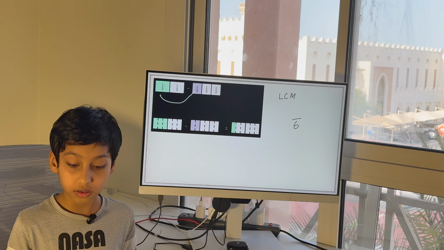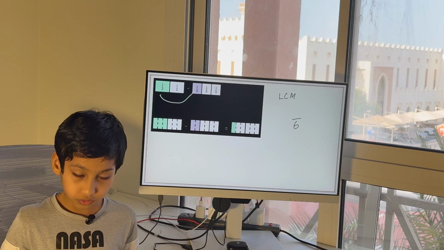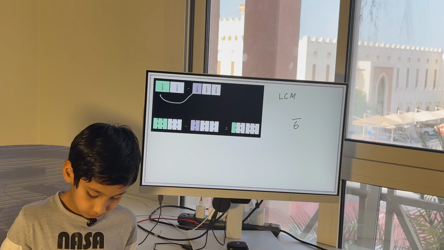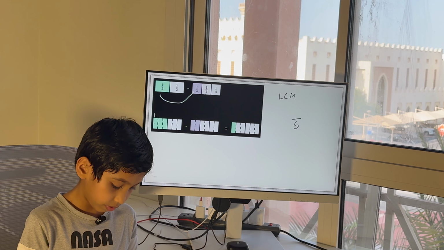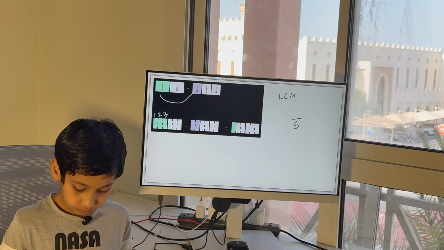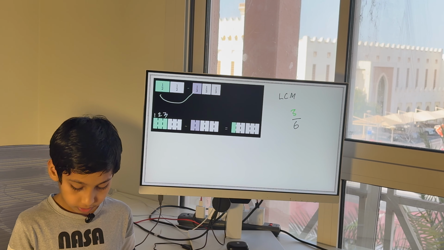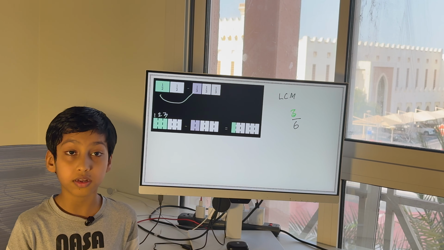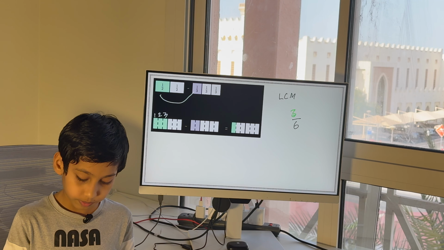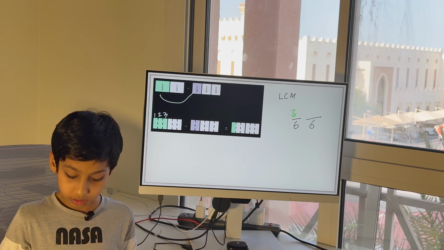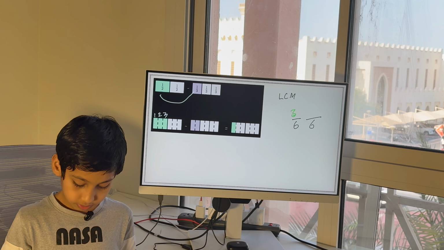But if you don't want the value to change, we have to change the numerator, right? So we have to change the numerator to 3. As you can see, there are 3 parts in here as well. Now once the numerator is changed to 3, I have to do the same thing to the other number, 1 by 3, right? So I have to write the denominator as 6. Then I also have to change the numerator, which in this case is 2.